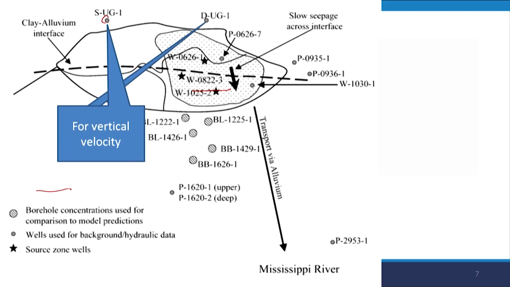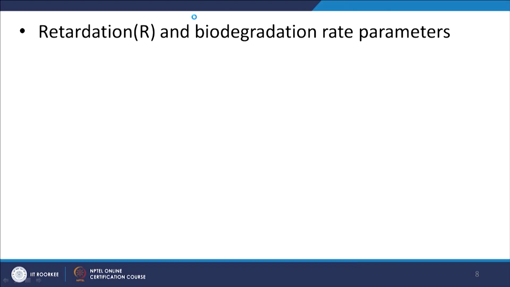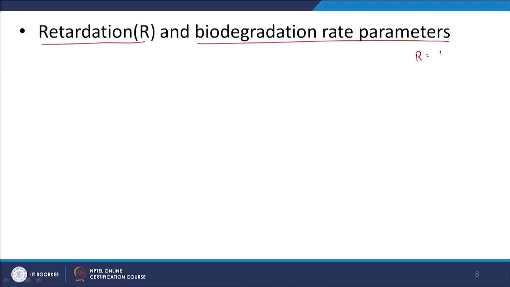So which wells have they looked at? They looked at these two wells to calculate the vertical transport velocity. Let's move on. So we have retardation and biodegradation rate parameters to calculate. So in our examples, how have we done that? We can calculate R by, I believe, 1 plus rho B, the dry bulk density of the soil, times Kp, the partitioning coefficient, divided by the porosity. This is how we calculate that.